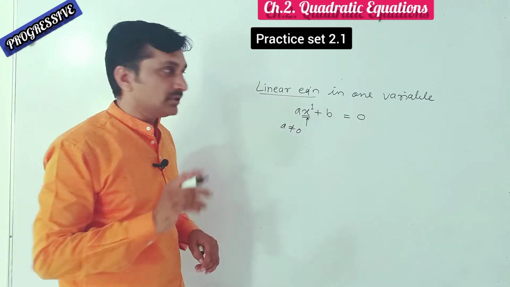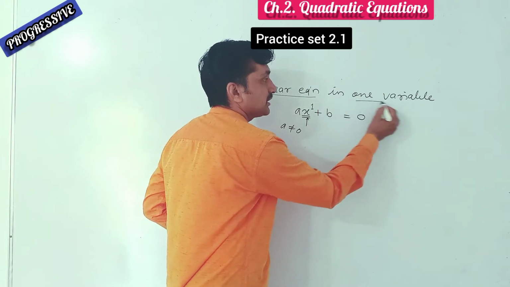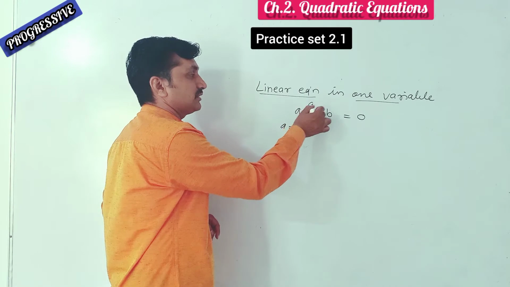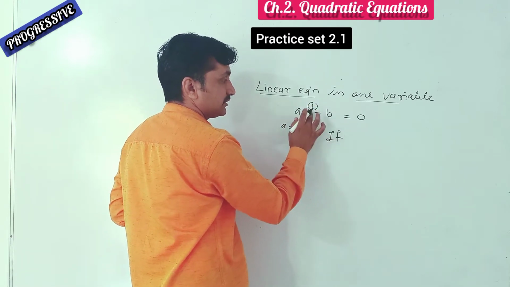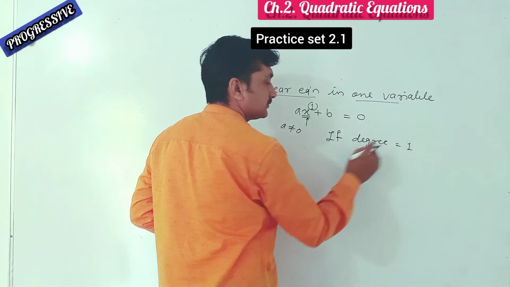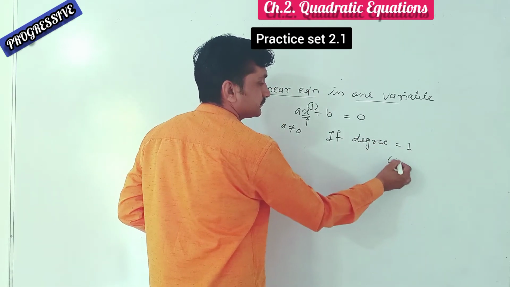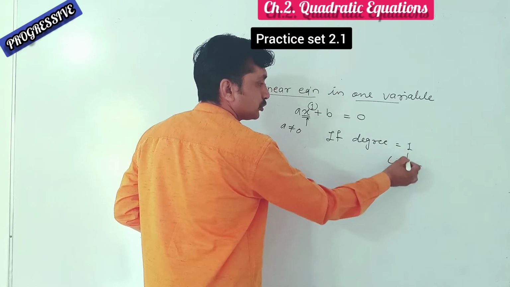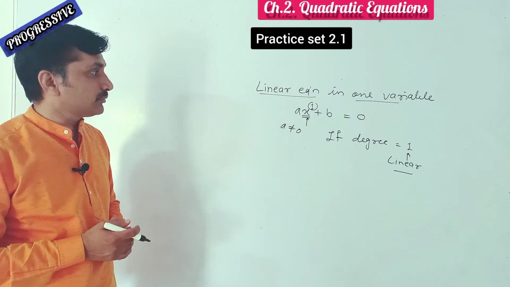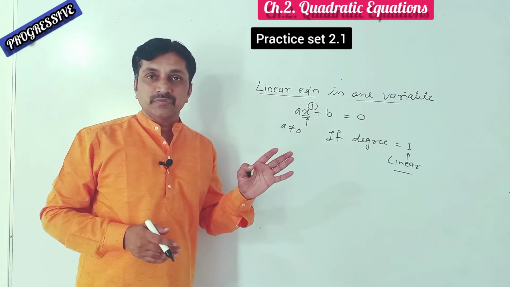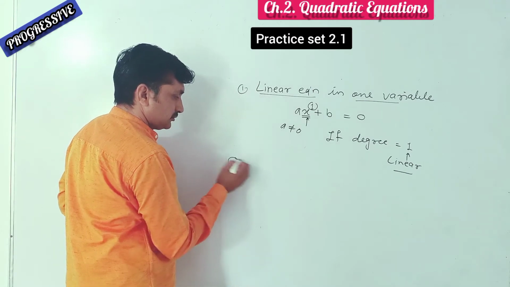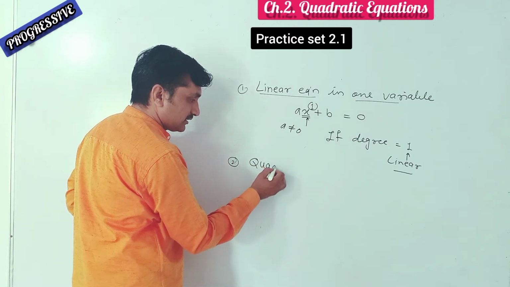And what is the variable? x, only 1. That's why it is one variable. It depends on the degree. If the degree is 1, then it is called linear. Degree 1, that's why linear equation. It is called linear equation in one variable. Now in this chapter, the name of the chapter is quadratic equation. We are going to study quadratic equation here.